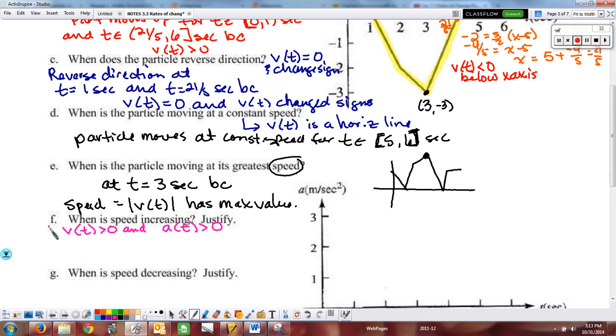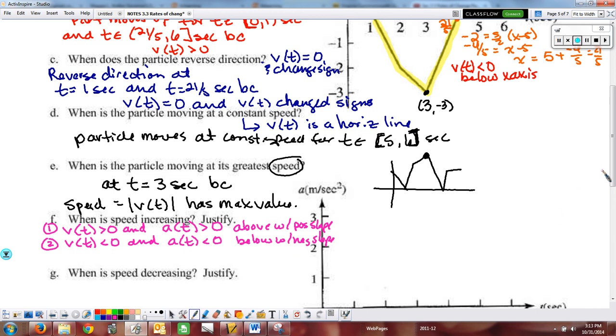But there's two cases. You're also looking at the case where your velocity is negative and your acceleration is also negative. So I'm looking for above the x-axis with a positive slope, okay? Above with positive slope, or I'm looking at below with negative slope. So that's the things that you can do.